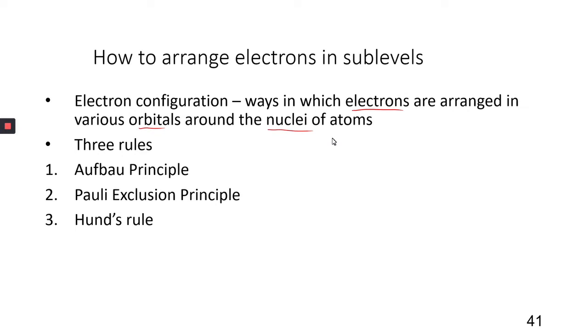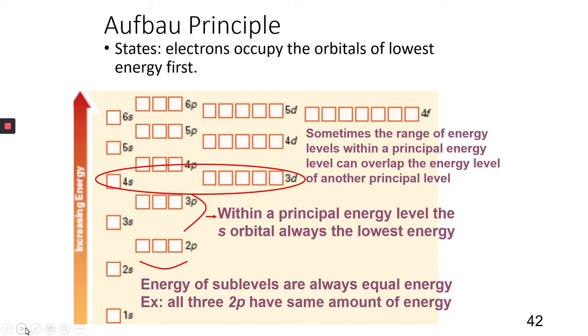And there are three rules that we have to follow when doing this. The first one is Aufbau's principle. The second one is Pauli exclusion principle. And the third one is Hund's rule. So let's talk about Aufbau's principle first. First of all, Aufbau is not a person. I thought he was for many, many years. But it actually is a German word that means to fill from the bottom up.